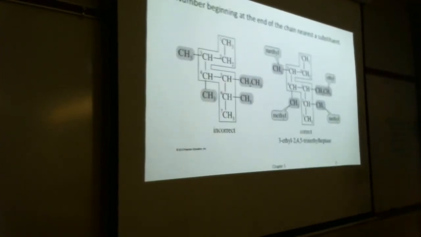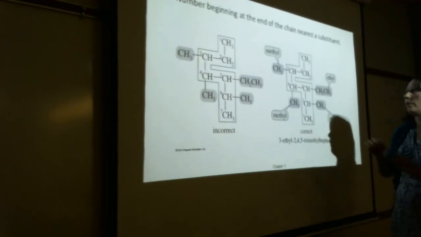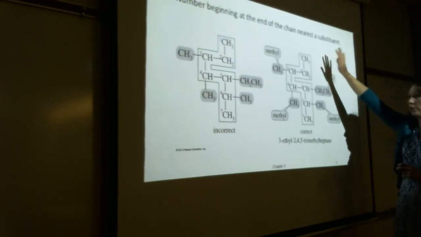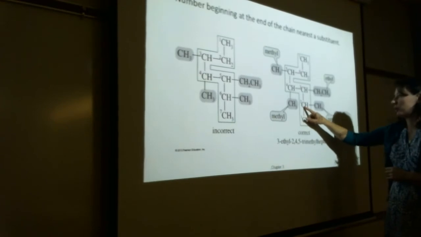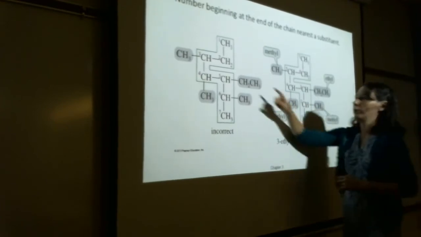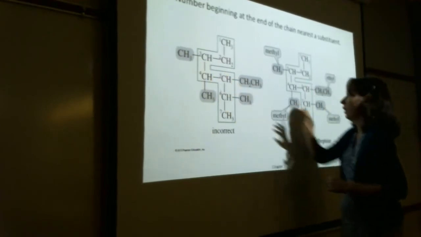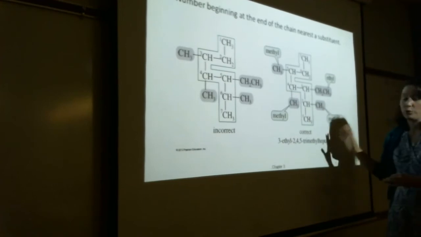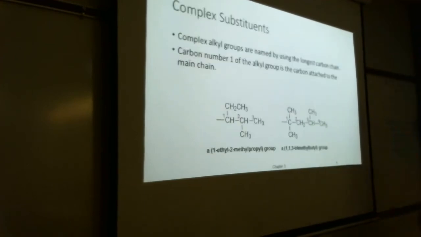And then another common mistake I see is numbering direction. Okay, you always number closest to your first substituent. So here are 2 options. Numbering from the bottom gets me to my first substituent on carbon 2, whereas numbering from the top gets me to my first substituent at carbon 3. Right? So you always number so that you get to your first substituent soonest. In other words, you want to use the lowest numbers possible. This is a very common mistake I see as well.